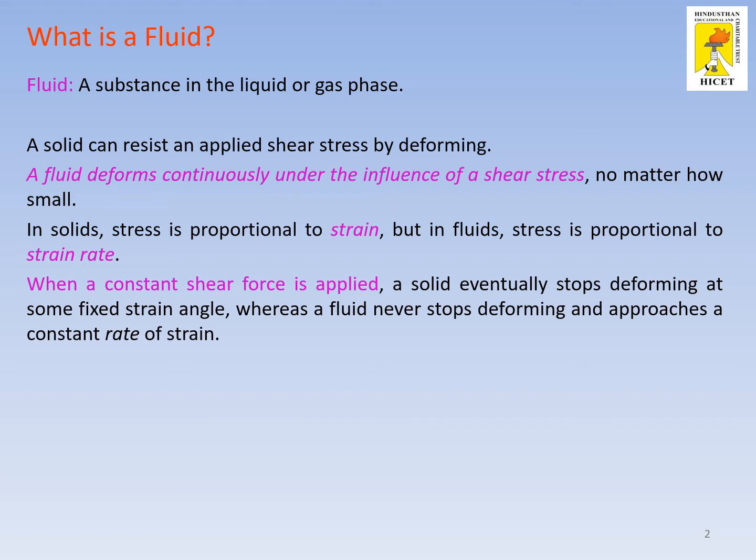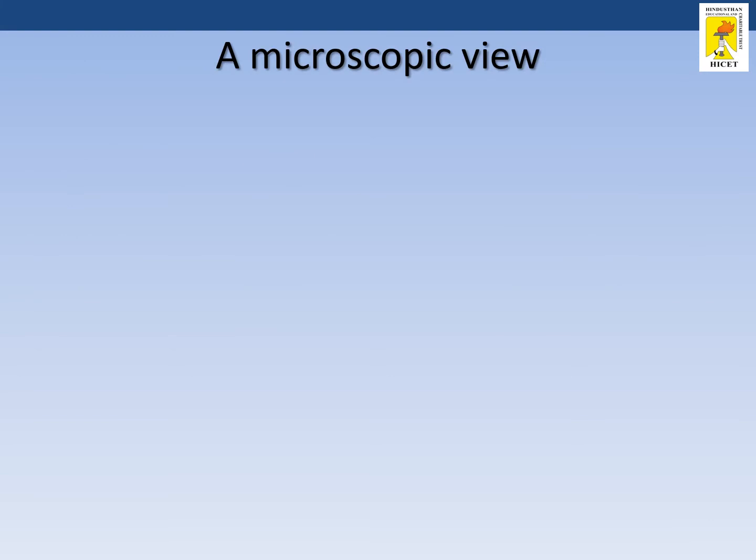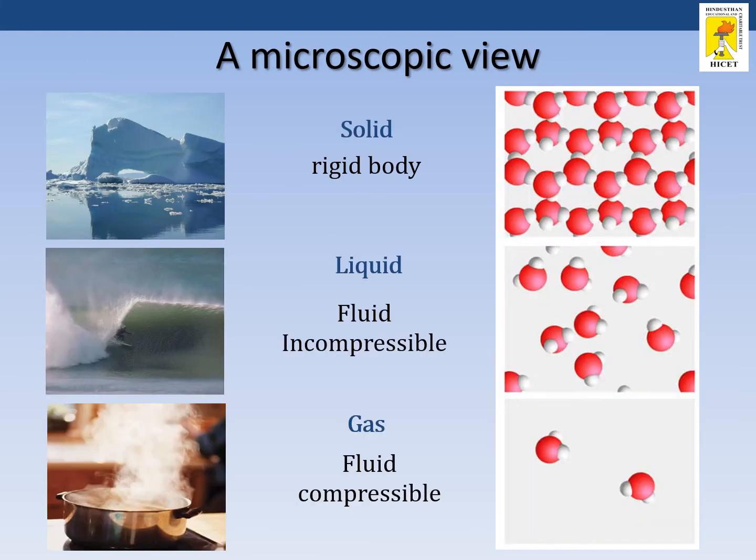When a constant shear force is applied, a solid eventually stops deforming at some fixed strain angle, whereas a fluid never stops deforming and approaches a constant rate of strain. This is the differentiation and distinction between solids and fluids.